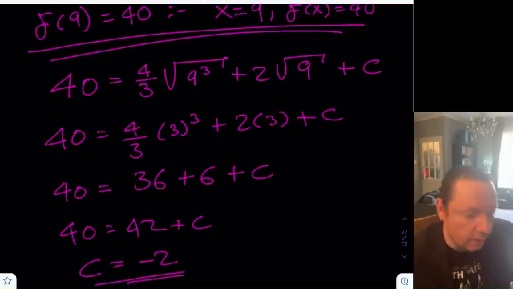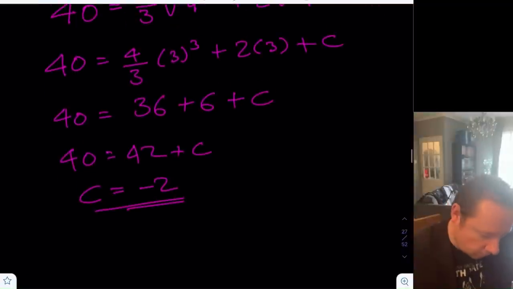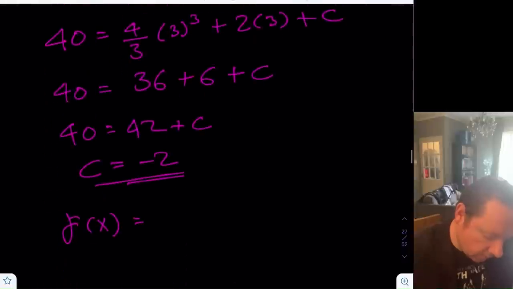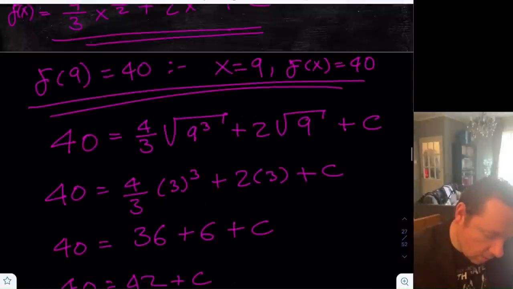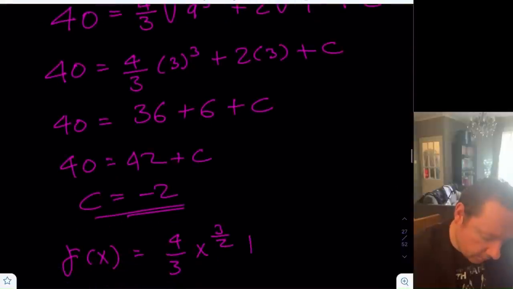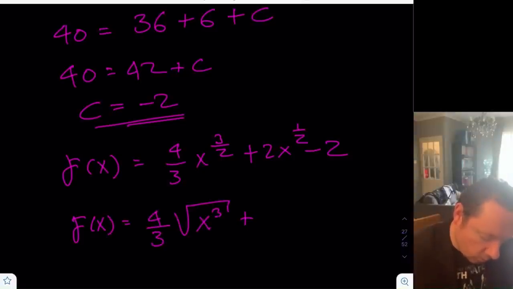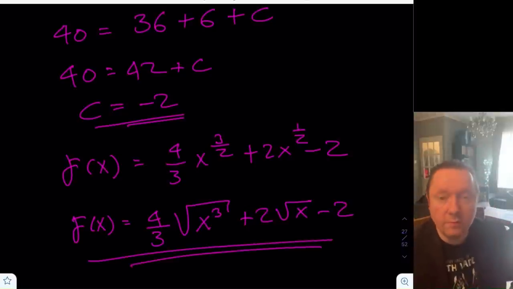So then we can express our f of x. f of x is equal to 4 thirds x to the 3 halves, plus 2x to the half. And it was plus c, so minus 2. Or if you've already changed it all, f of x is equal to 4 thirds of the square root of x cubed, plus 2 times the square root of x, minus 2. Either of the options would be fine.